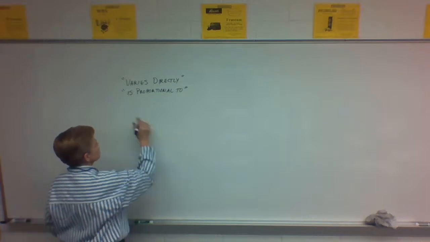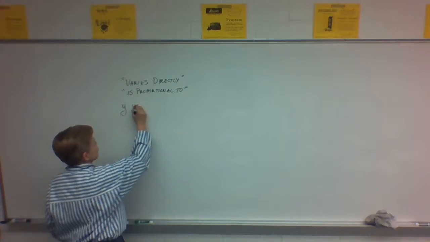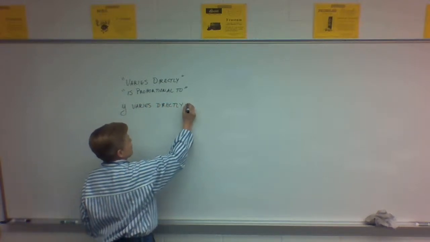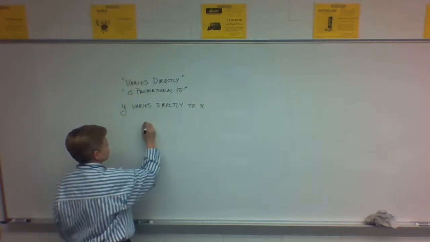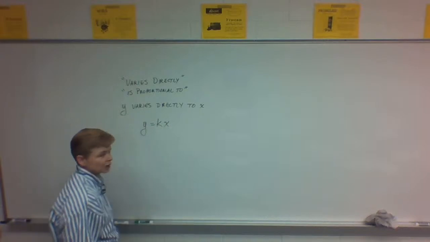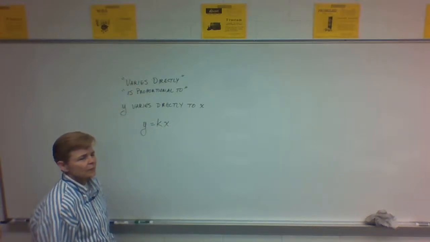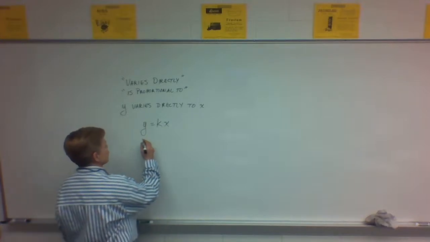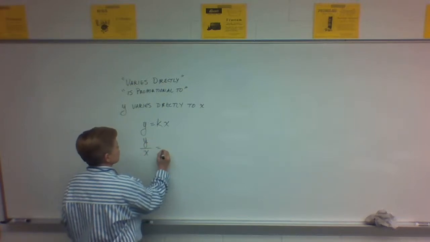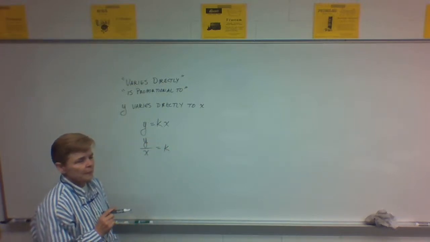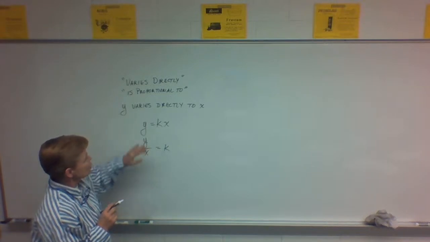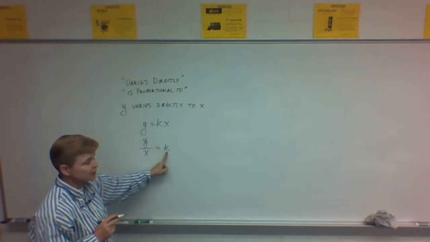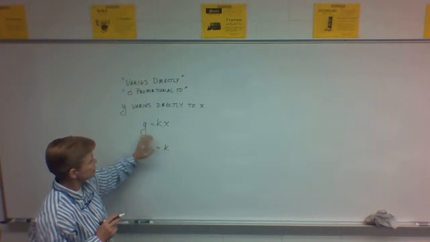For example, if the statement said y varies directly or is proportional to x, this is what you write: y equals k x, where k is a constant. A different and very useful version of this is if you divide both sides by x, you get y over x is a constant. What that means is that if you had a whole bunch of xy points on this, every time you take the y value of that point and divide it by the x value, you always get the same number. That's an indication of varies directly.